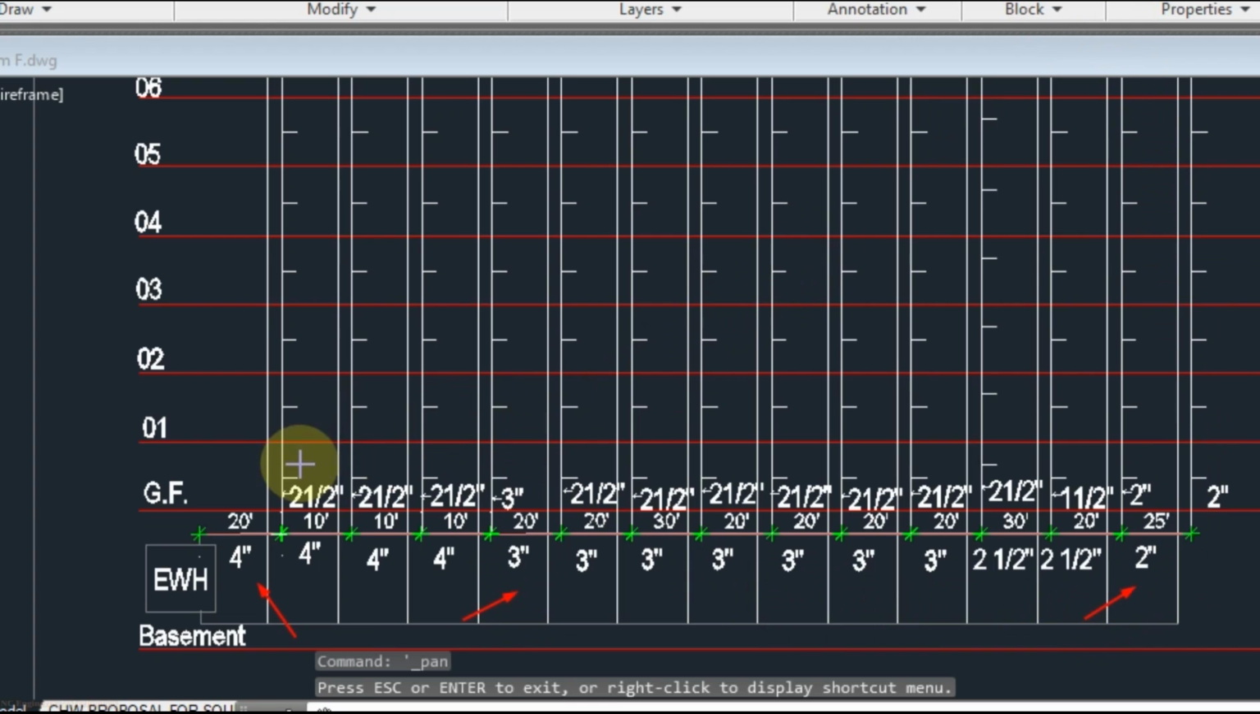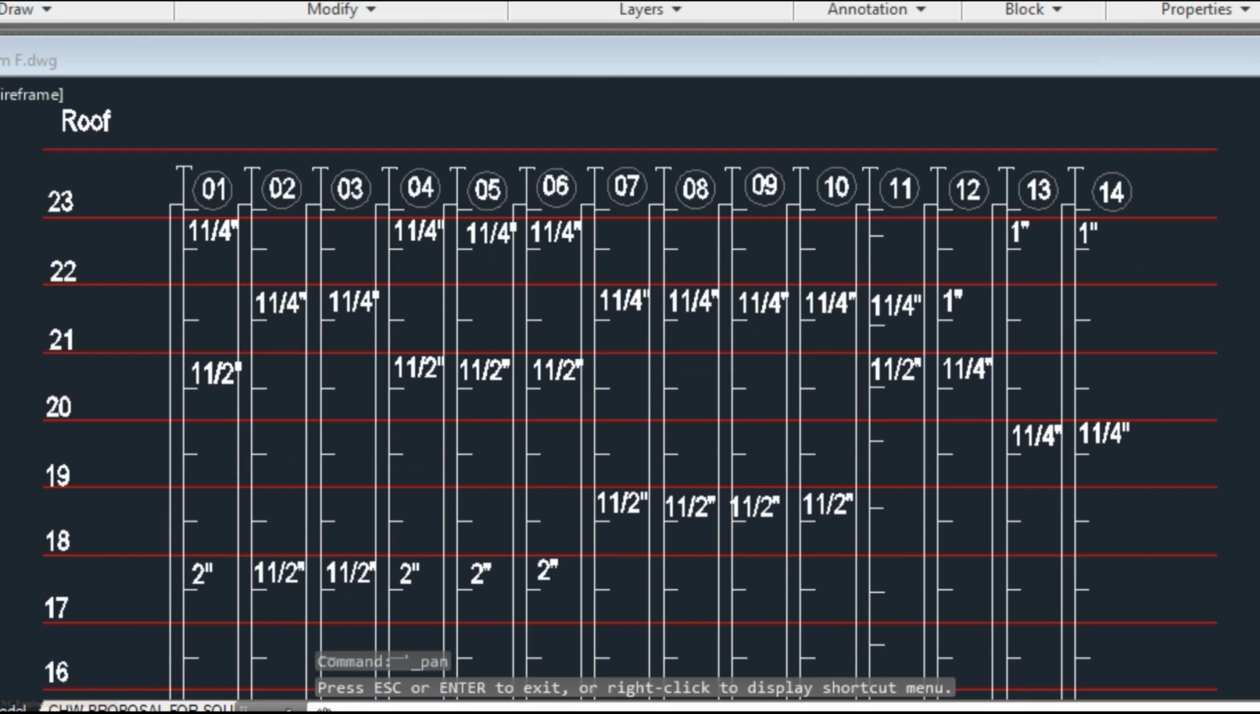Some risers start at the ground floor with 2.5-inch diameter, one riser 3-inch, at the end two risers 2-inch, and one riser 1.5-inch. As we go up in the riser, the size of the hot water supply riser decreases, and at the top floor for some risers it becomes 1.25 inch and for some risers it becomes 1 inch.